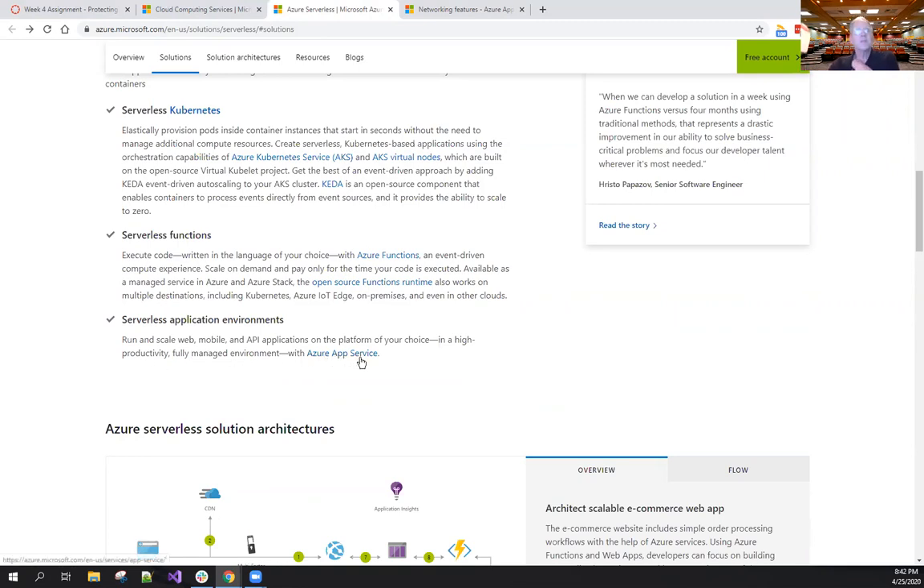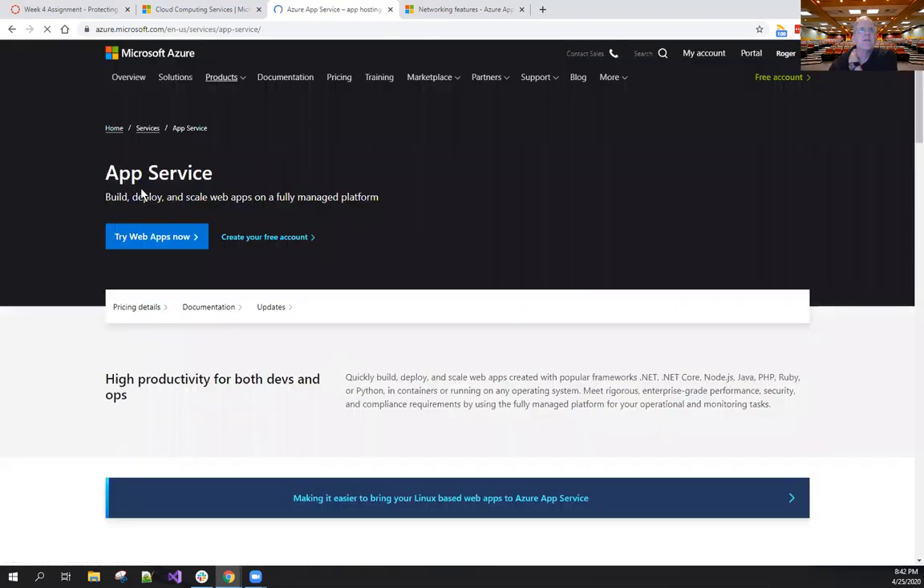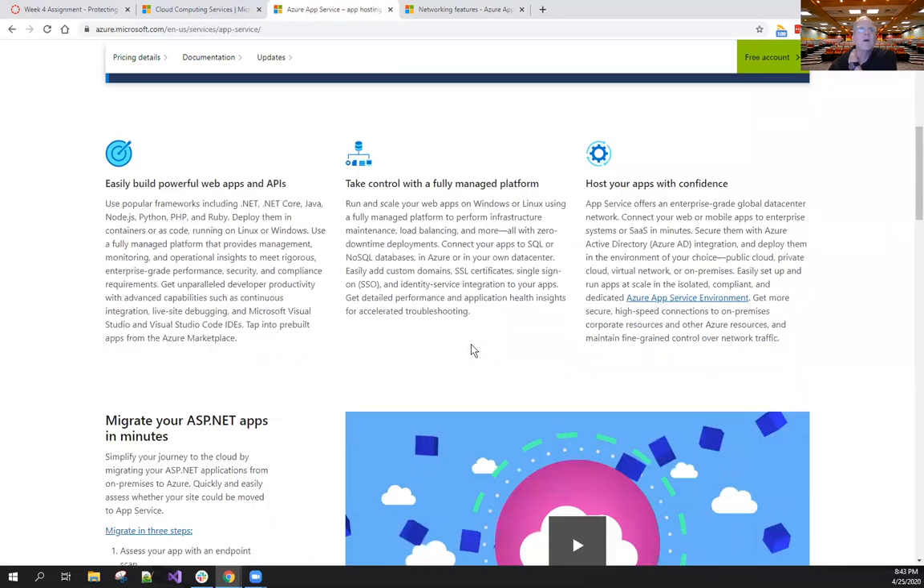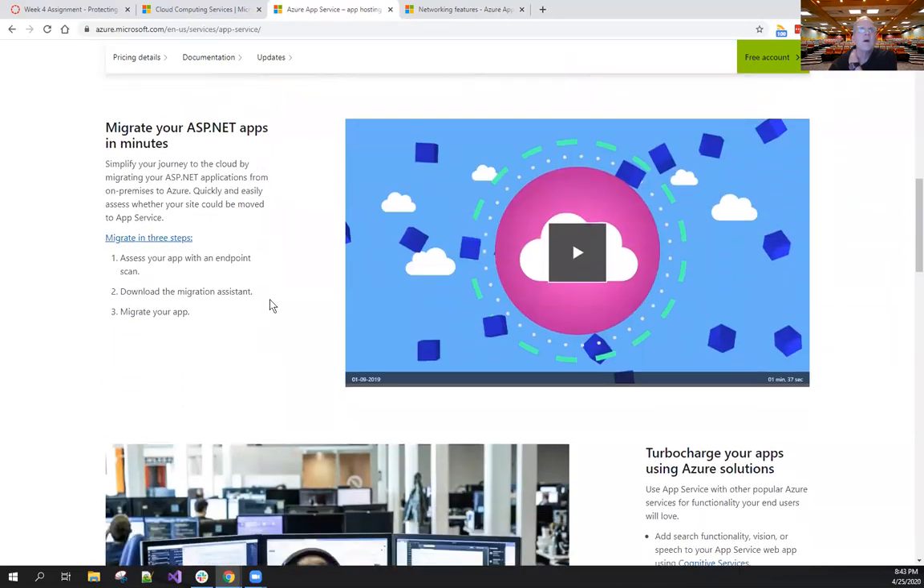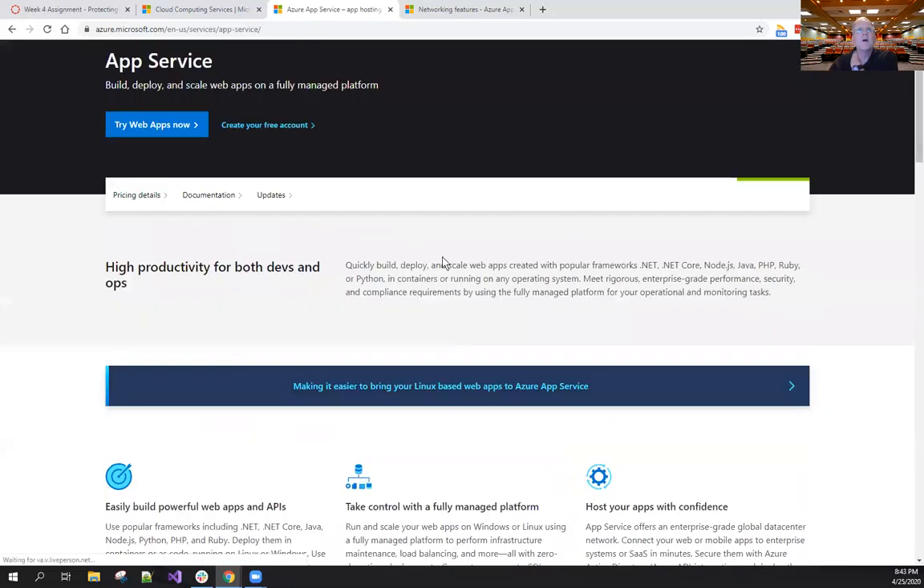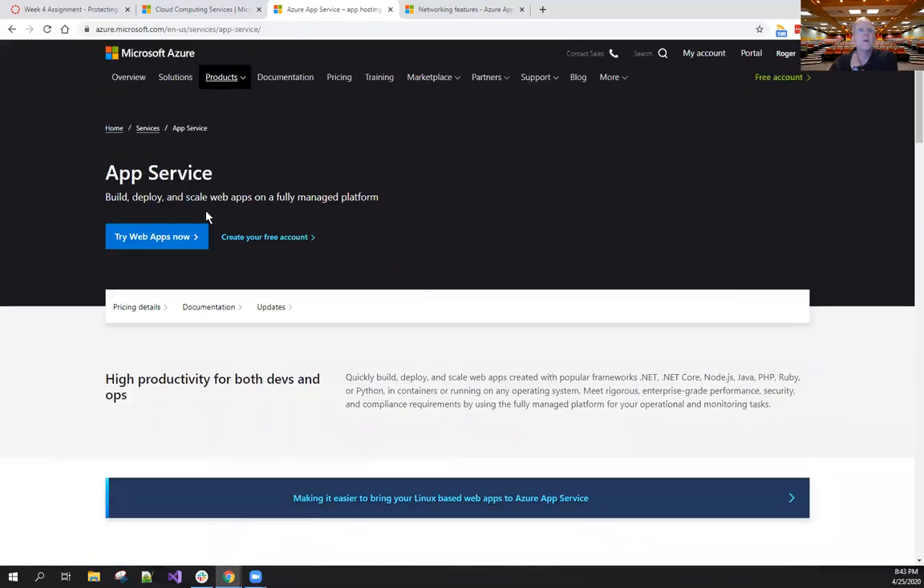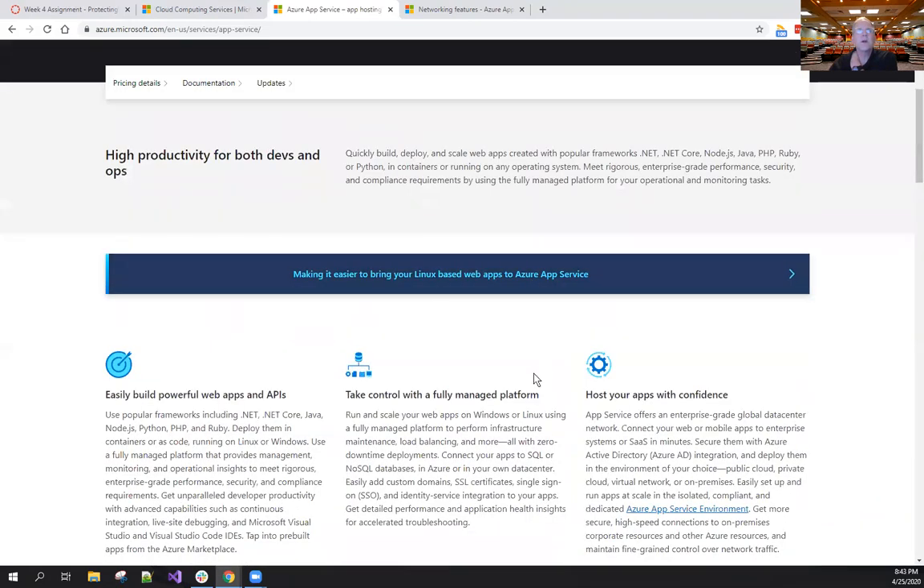So this is the app service. I don't remember a corresponding thing in Amazon. This is kind of interesting. Migrate ASP.NET apps. Oh, this is so cool. Let's scale web apps on a fully managed platform.